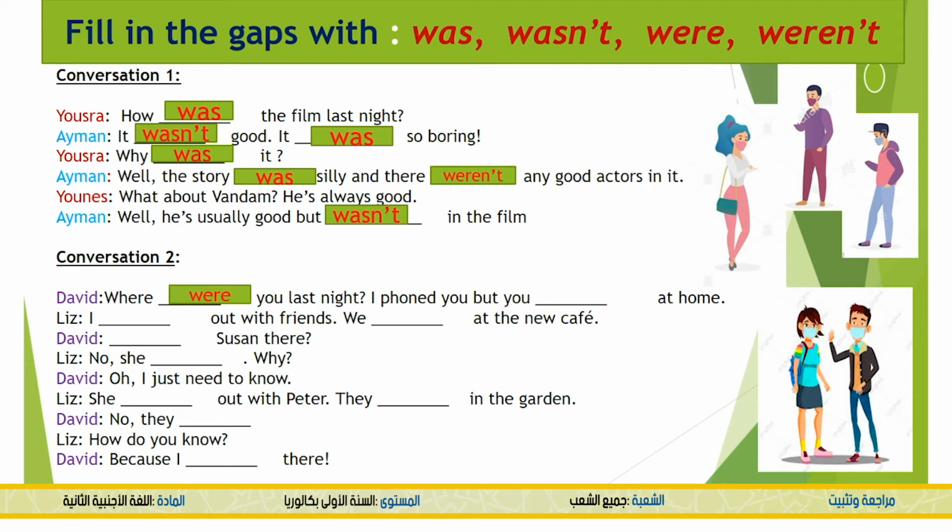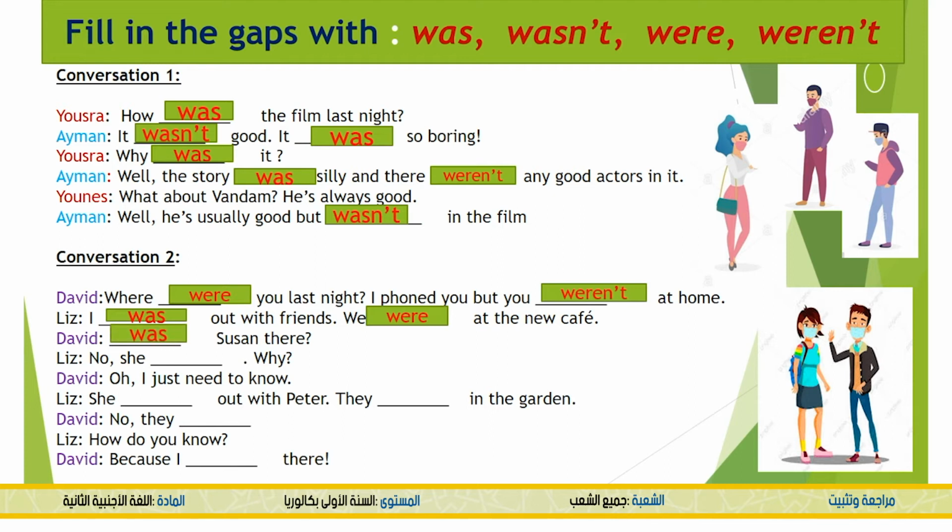Right. Where? Exactly. Where were you last night? I phoned you, but you weren't at home. I was out with friends. We were at the new cafe. Because we, right? Plural.